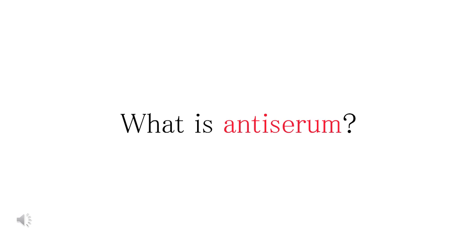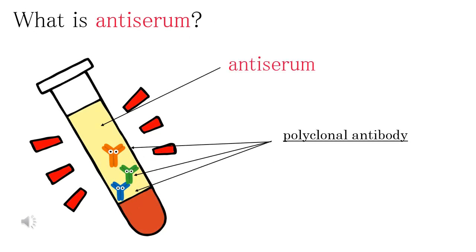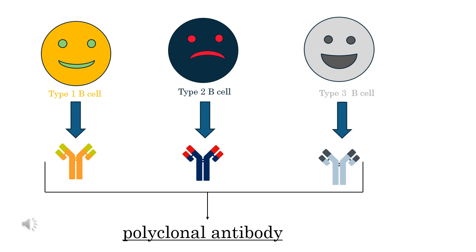So what is antiserum? An antiserum is literally a type of serum that contains polyclonal antibodies. In the figure, the Y-shaped structure is the polyclonal antibody. Polyclonal antibodies are antibodies against a specific antigen that come from different types of B cells.